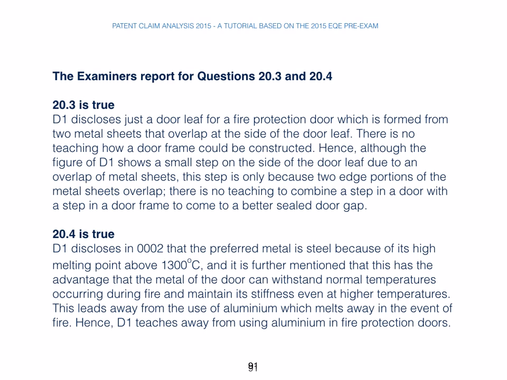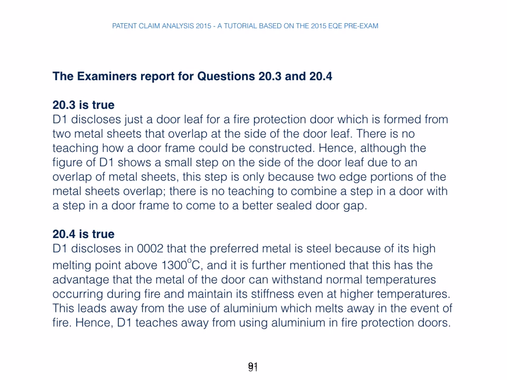20.3: True. D1 discloses a door leaf for a fire protection door which is formed from two metal sheets that overlap at the side of the door leaf. There is no teaching how a door frame could be constructed. Hence, although the figure of D1 shows a small step on the side of the door leaf to an overlap of the metal sheets, this step is only because the two edge portions of the metal sheets overlap. There is no teaching to combine a step in a door with a step in a door frame to come to a better sealed door gap.